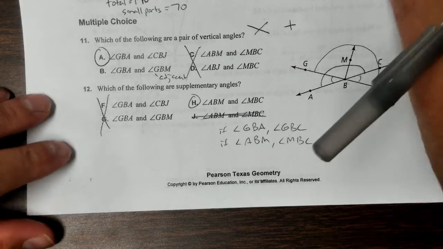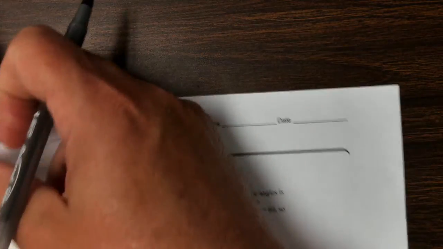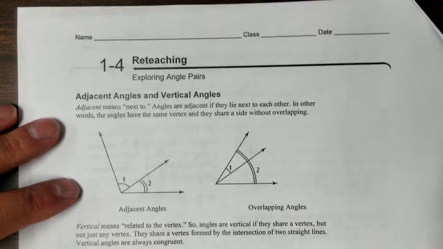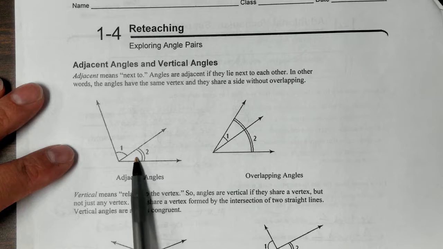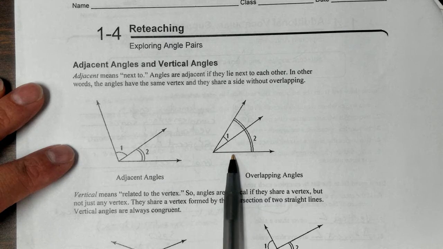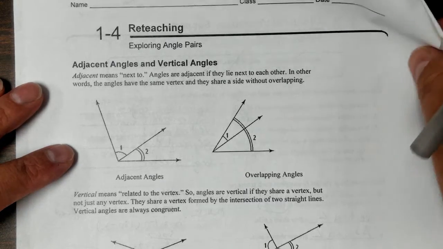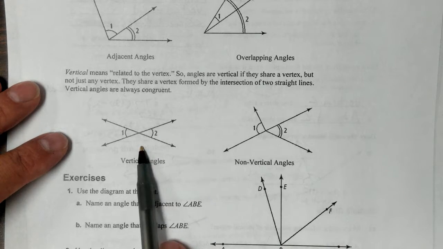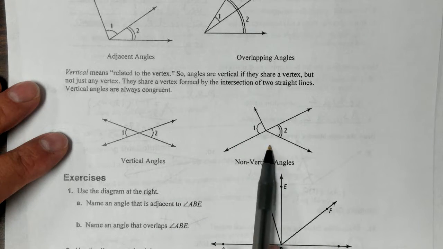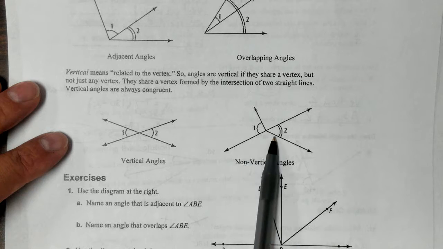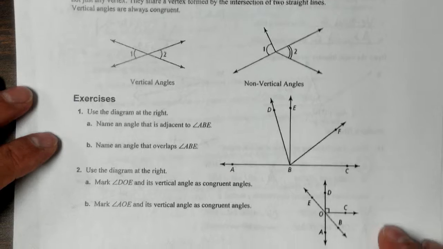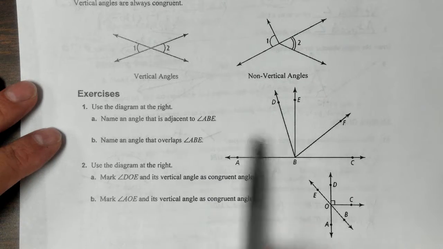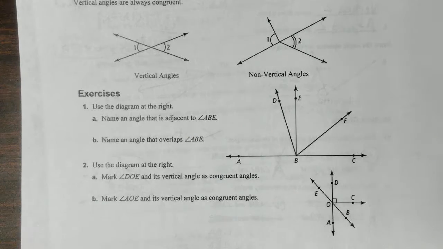Okay, very good. Now the next part is the reteaching. So you can read all about it. This is your adjacent angles. This is an example of overlapping. And this is vertical angles, and this is not vertical angles. Even though they're across from each other, they're not the same size. Okay? So then this says use the diagram at the right, name an angle that is adjacent to ABE.